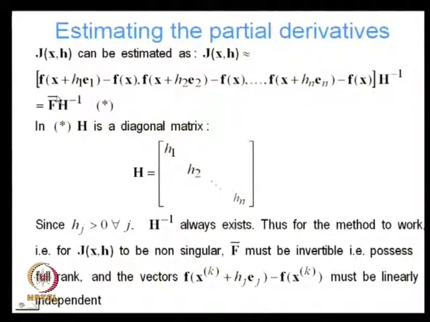When is that going to be invertible? When it has got full rank. What does full rank mean? That means all these columns, f1 of x plus h1 e1 minus f1 of x, f2 of x plus h1 e1 minus f2 of x, and so on and so forth, are linearly independent. In that case, it is going to have full rank, and then this Jacobian is going to be invertible, and my Newton algorithm is going to work.